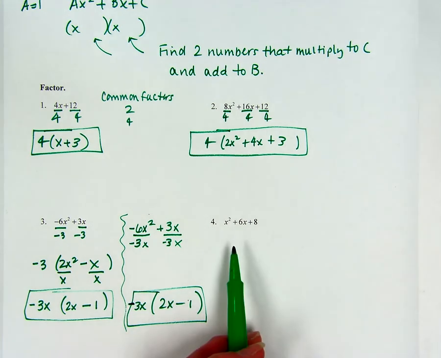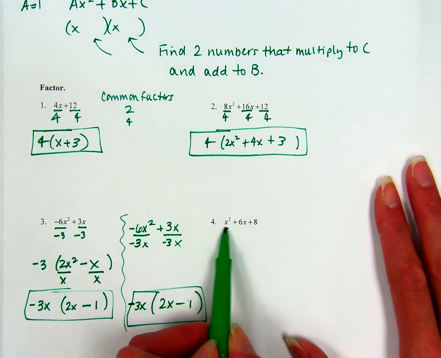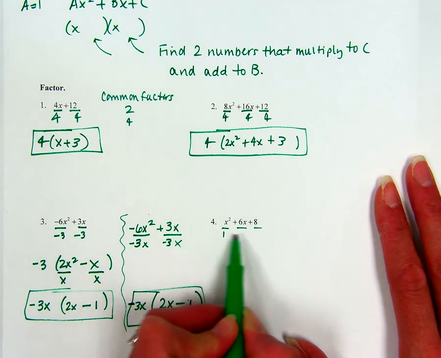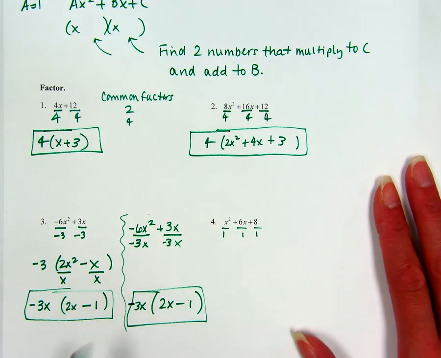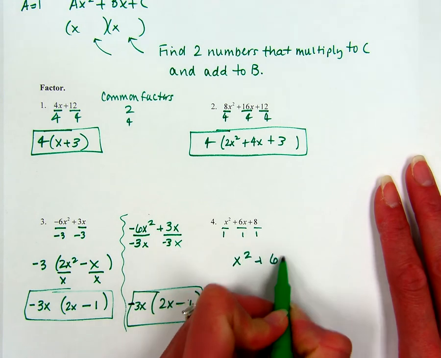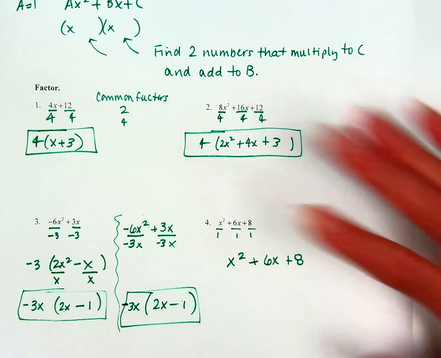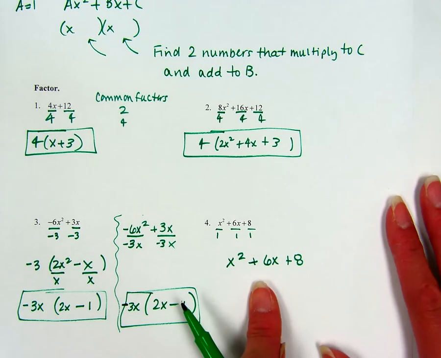All right, number 4, my GCF. Can I divide them all by something? Well, I could divide these by 2, but that one can't be divided by 2. If I divide them all by 1, that doesn't really change anything. Okay, so I'm just looking at x squared plus 6x plus 8. All right, you don't have to do that if there's just a GCF of 1. Now we're going to look at the trinomial.